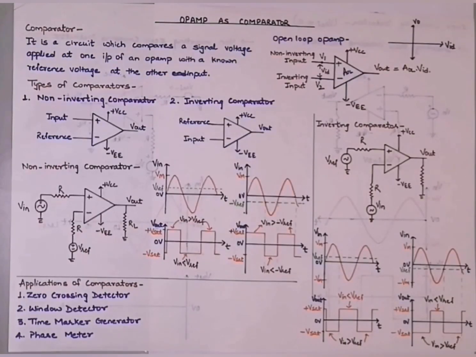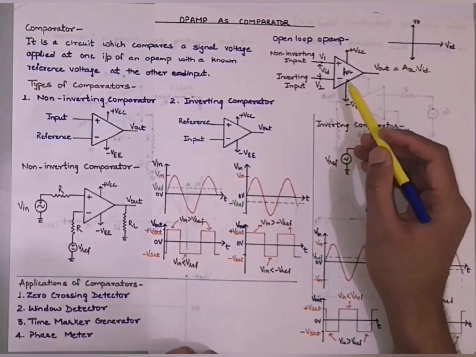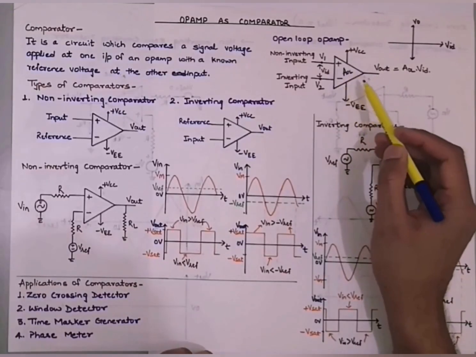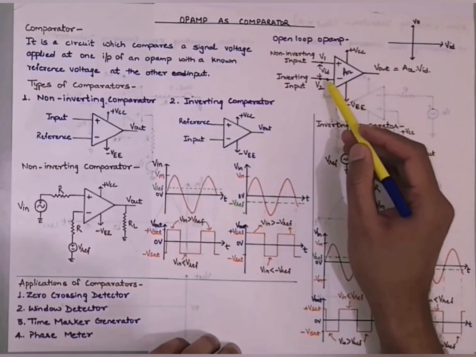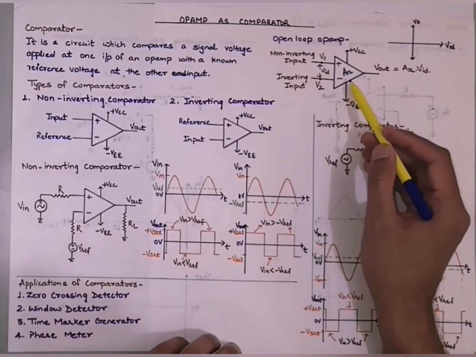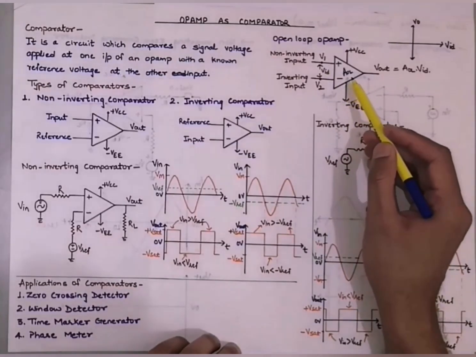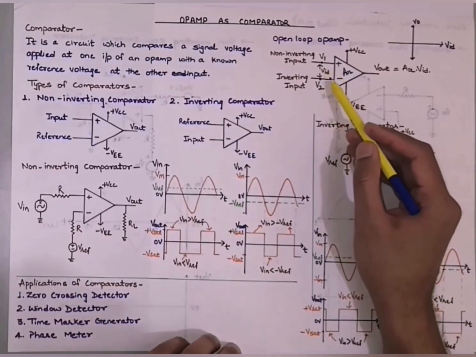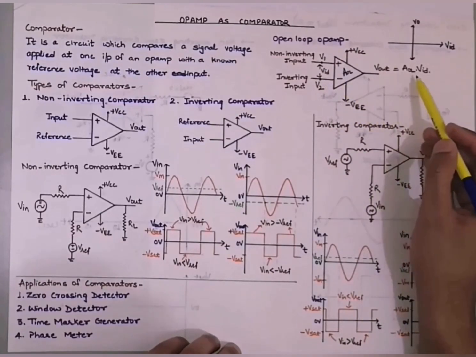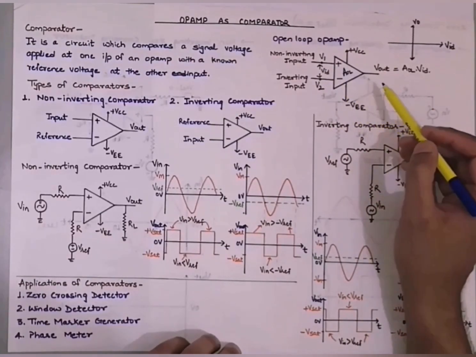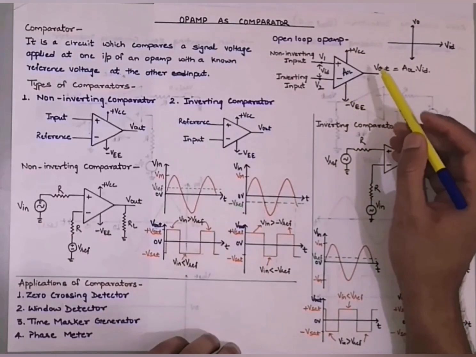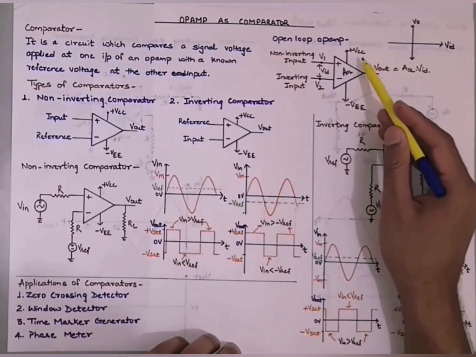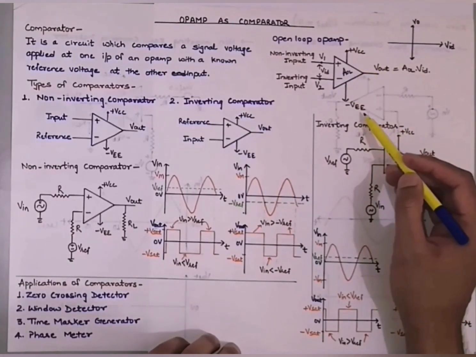Now as we know, in open loop configuration, the output of this op-amp is defined by the product of the difference of the two input voltages and the gain. The gain over here is defined as AOL and the difference of input voltages is VID, so our output will be defined by this. But this op-amp can never have an output voltage greater than plus VCC on the positive side and less than minus VEE on the negative side.